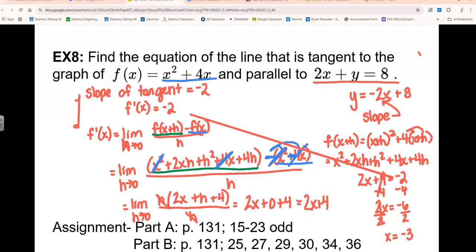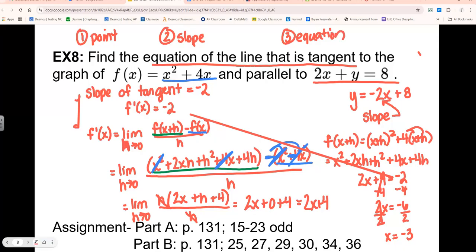I am almost there. I'm also very much out of room. It's going to start getting messy at this point. That's the x coordinate of my point. I've already got the slope, because whenever we're doing an equation of the line that's tangent, I need a point, I need a slope, and I need the equation. So we knew pretty early on the slope needed to be -2, right? We just found that -3 is our x coordinate. How do we find the y coordinate that goes with it?